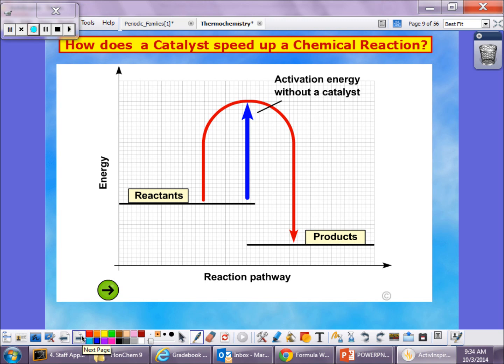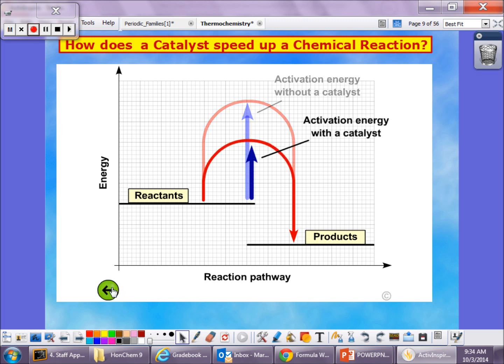Okay, activation energy without a catalyst. You know from last year, a catalyst is used to speed up a chemical reaction. How does it do that? By following a different pathway. So with the catalyst, you have a lower activation energy. That's why it is faster, by lowering the activation energy.